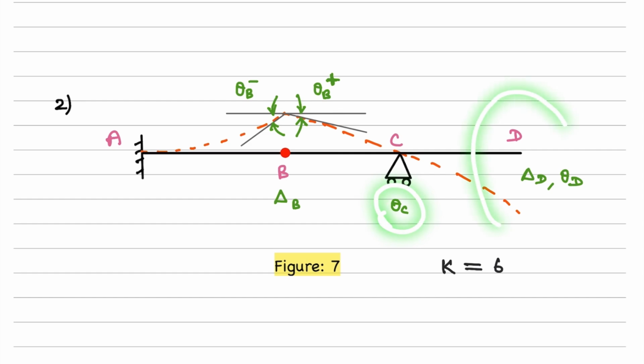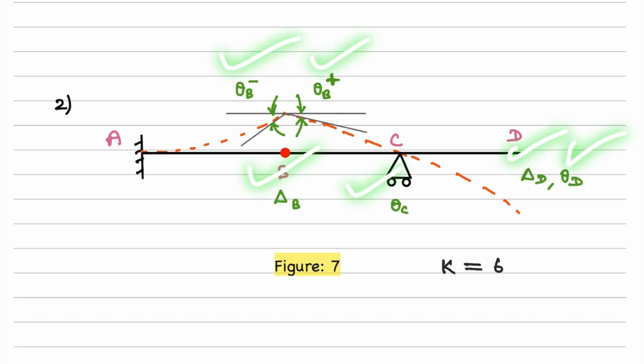And finally, when we come to this rightmost end, it's a free end. Therefore, both transverse displacement and rotation are possible. Now we will just sum them up: 1, 2, 3, 4, 5, 6. So in this case, the kinematic indeterminacy is 6.